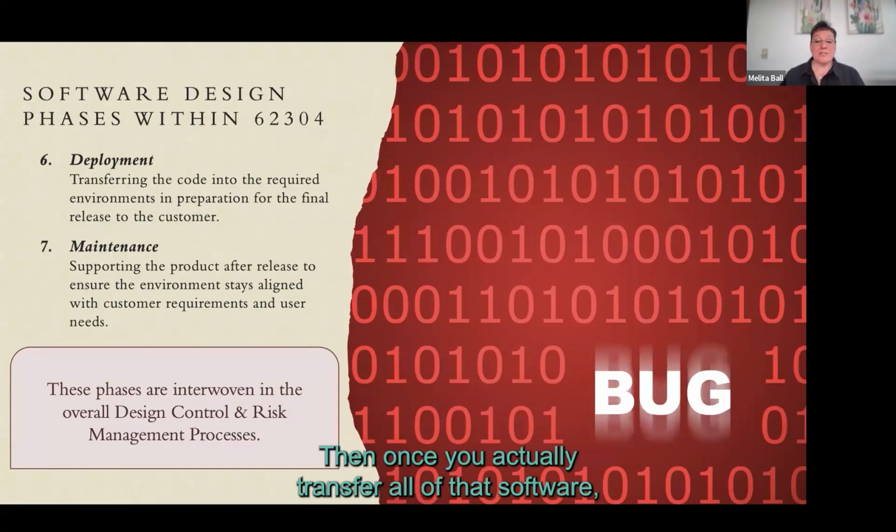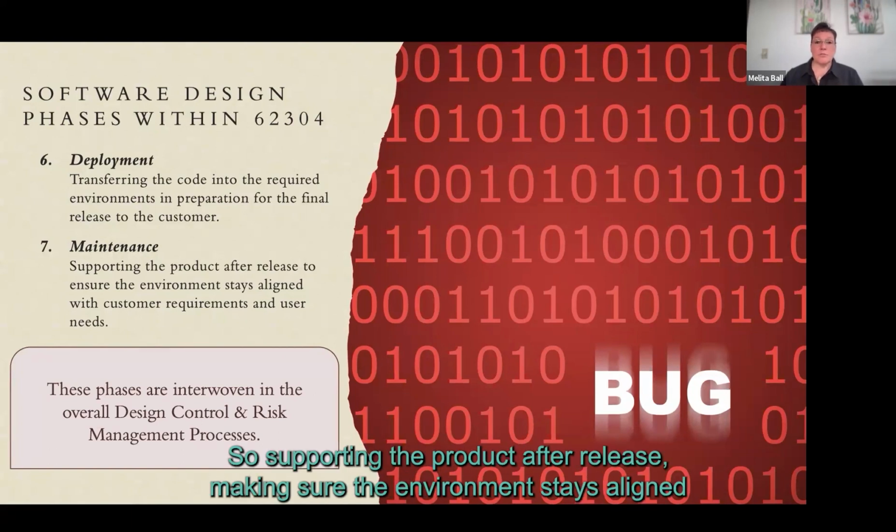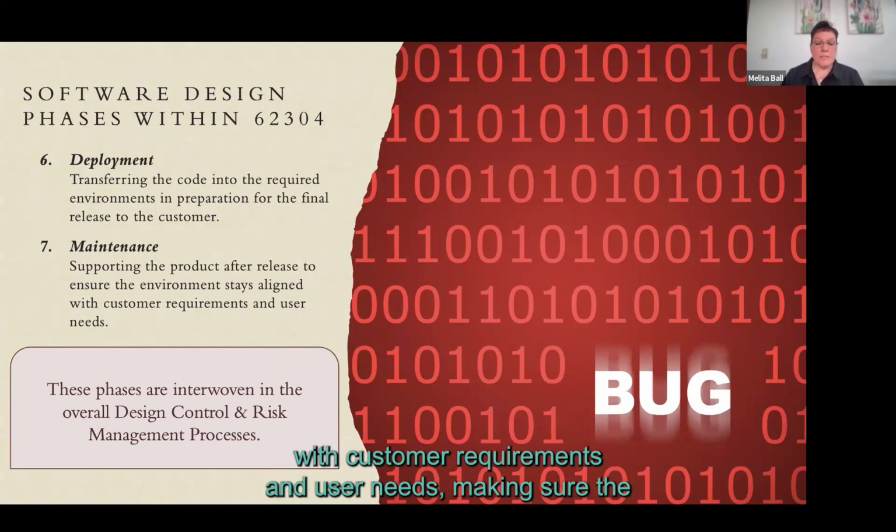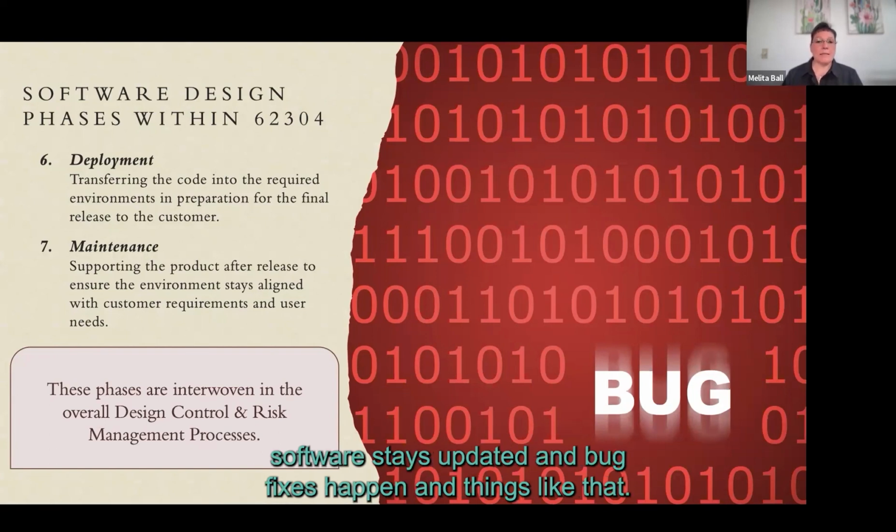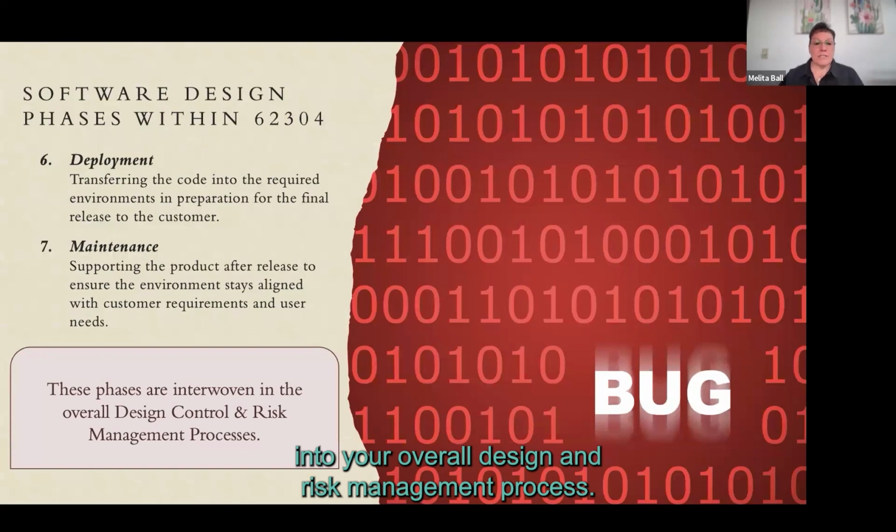Then once you actually transfer all of that software, whether it's embedded in the medical device or standalone, into what we call production, you have to maintain it moving forward. So supporting the product after release, making sure the environment stays aligned with customer requirements and user needs, making sure the software stays updated and bug fixes happen and things like that. Now, all of these phases can be and should be interwoven into your overall design and risk management process. Just because you're using 62304 for software doesn't mean that you have to duplicate efforts. It should all be blended in.